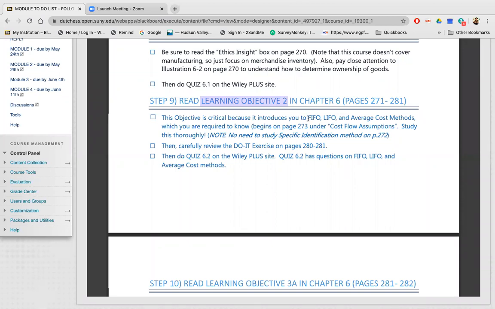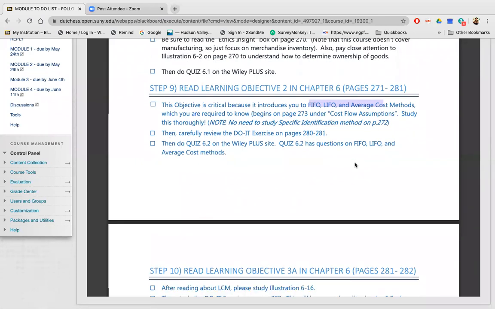The ones that are focused on in this class are the methods called FIFO, LIFO, and average cost. There is a fourth method that you do not have to know. It's called specific identification, but you don't have to know it in this particular course. But FIFO, LIFO, and average cost will take up much of your time in this chapter.